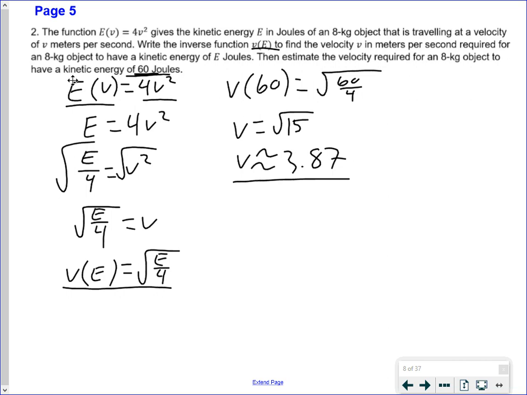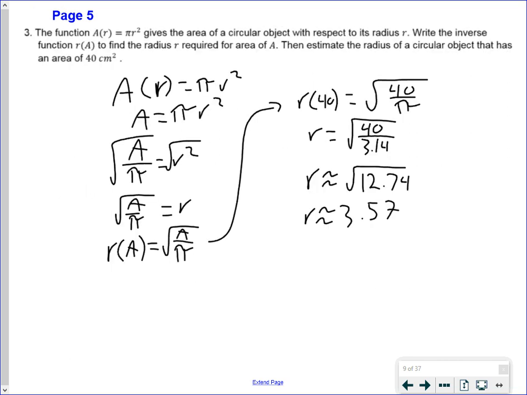So we have one more problem. I want you guys to pause the video and try that out on your own. Okay? So this is what you should have gotten for number 3. We have the function A of r equals pi r squared. And we're going to solve this for r now, for r of A. So you solve it out. You should have gotten r of A will equal the square root of A over pi.